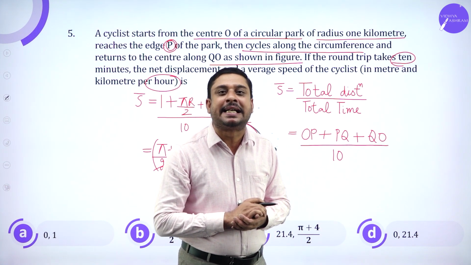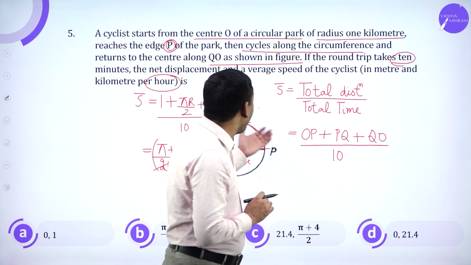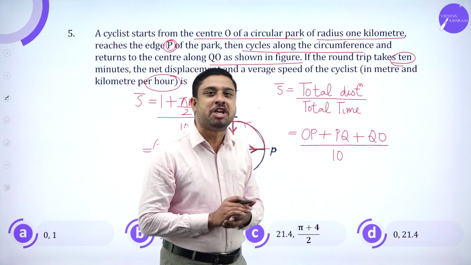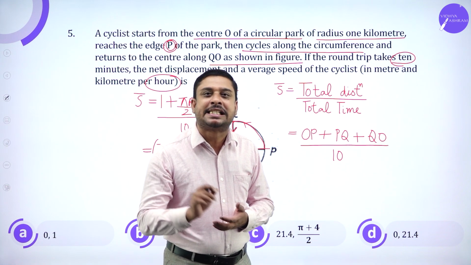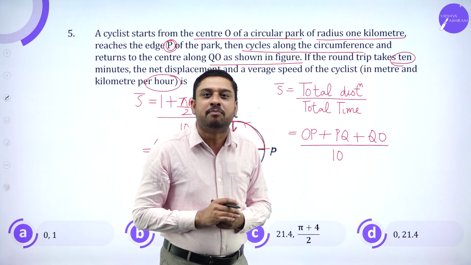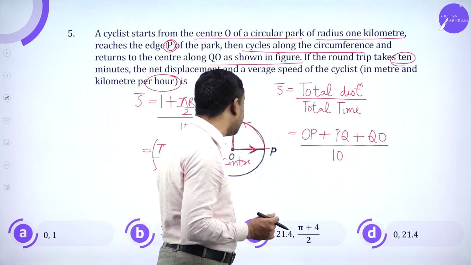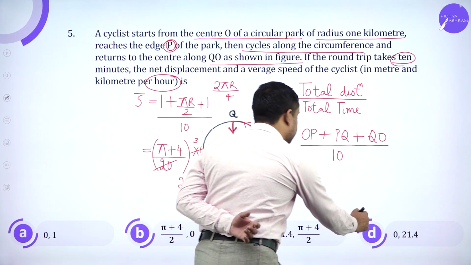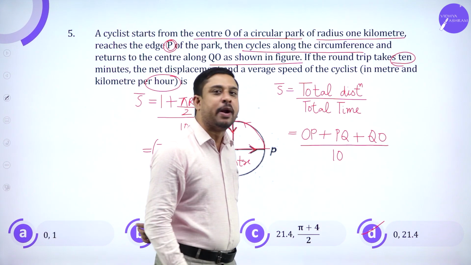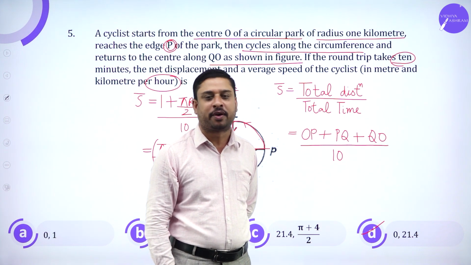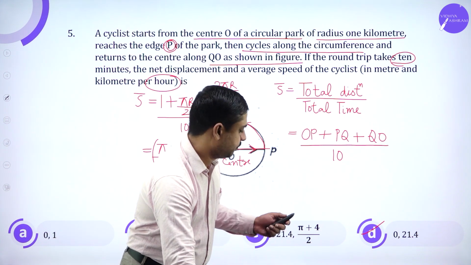Then what is the net displacement? The body is coming back to the initial position. It is getting displaced but comes back to the initial position. So it has to be 0. So the answer is 0 and 21.4. The next question.